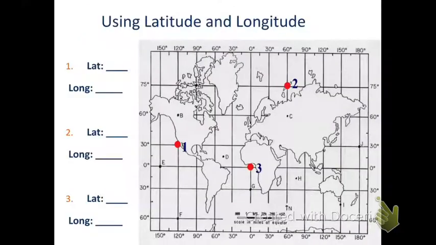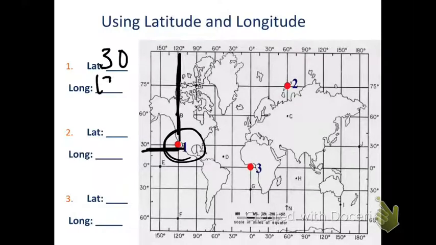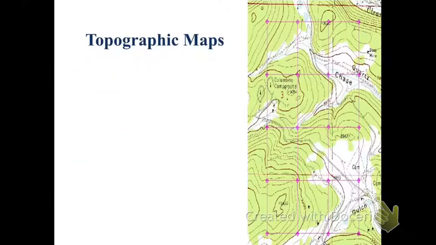When we put them together, we use them as a grid. So let's look at point 1 right here. Okay, if I want to find out where point 1 is, the latitude number is going to be 30. Why? Because latitude goes this way, so if I travel that way, I hit 30. My longitude number, longitude goes up and down, so I'm looking at 120. Okay, now we are done with latitude and longitude.